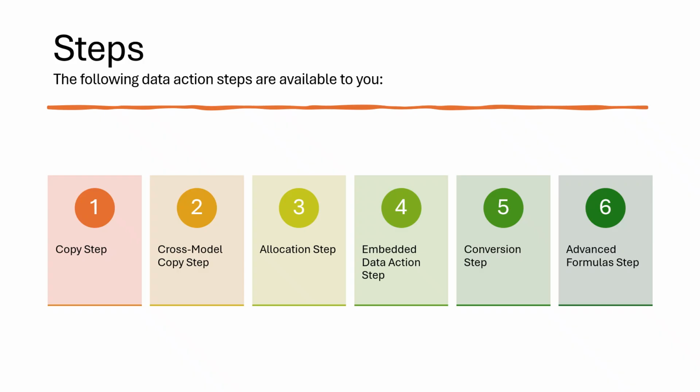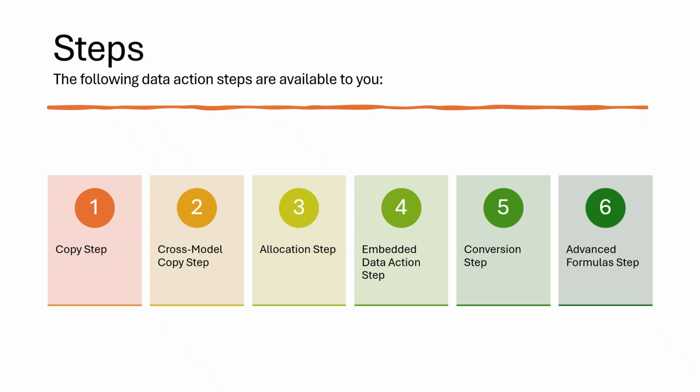So moving on to next. There are different steps involved in a data action, and in one data action you can define a number of different steps. Like first you can copy some data, then you can do some allocations, or you can do an embedded data action, then you can do any currency conversion also. Then if you want to do some custom logic, you can use the advanced formula step. So these are the major steps available in data action. First is a copy step, then there is a cross-model copy step, allocation step, embedded data action step, then conversion step, and advanced formula step.